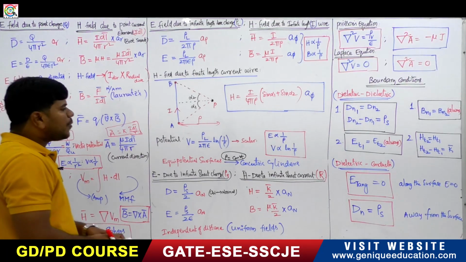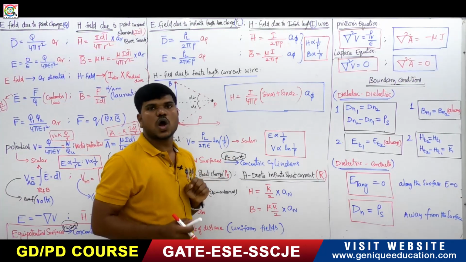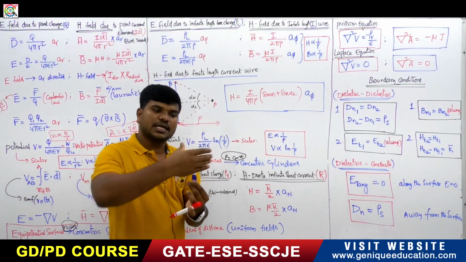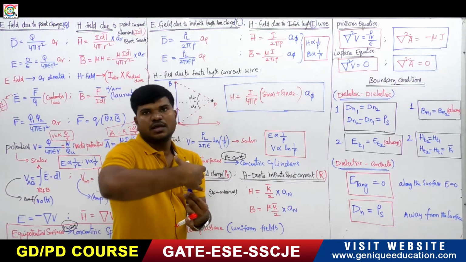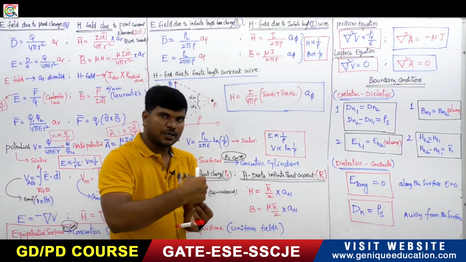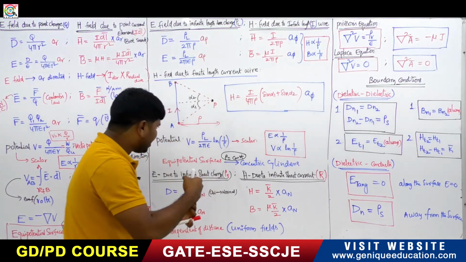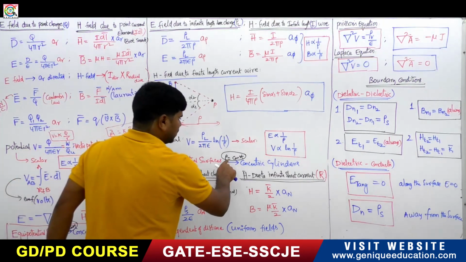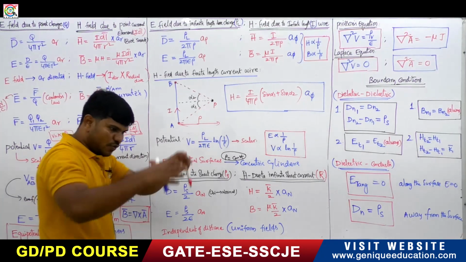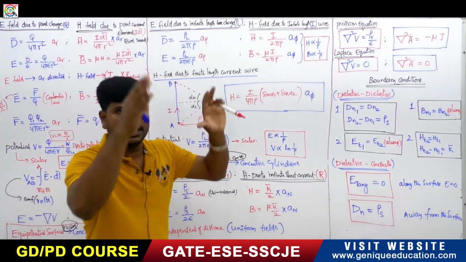Suppose you take rho equals constant surface. If there is a current carrying wire, the magnetic field will exist around the current carrying wire. So if rho equals constant surface is taken for the cylindrical coordinates, we can construct concentric cylinders.